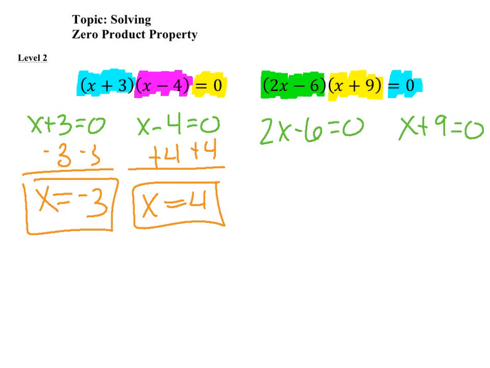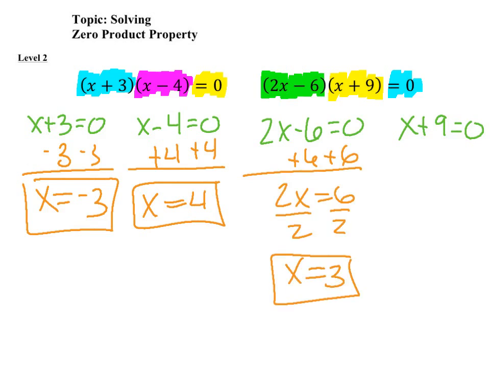Now I'm going to solve both equations. For the first one, I'm going to add 6 to both sides, and I get 2x equals 6. Then I divide by 2, so x equals 3. For the last one, I'm going to subtract 9 from both sides, so x equals negative 9.